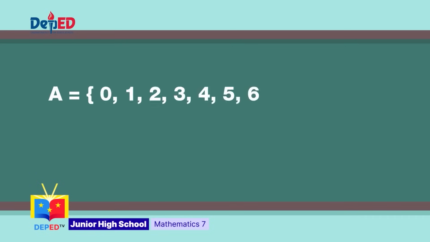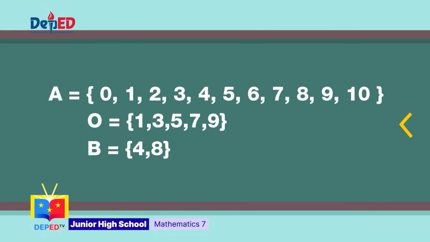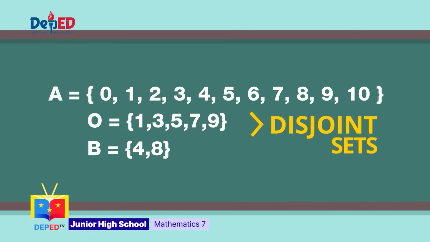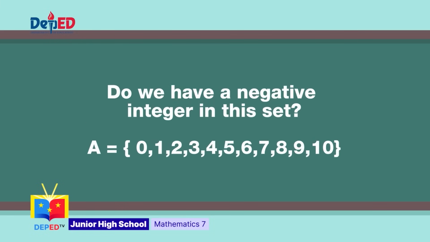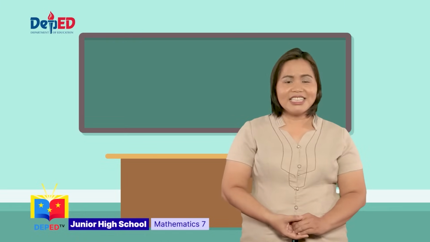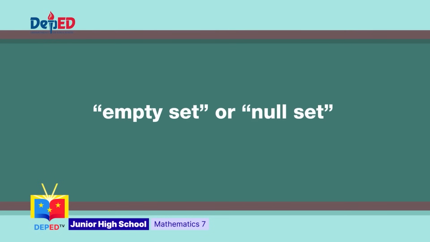Again, using the same set A, let's say we have two more sets that are subsets of set A. These are set O and set B. We see here that set O and set B are disjoint sets because they do not have elements in common. How about number 4 in the given problem? Can we draw out negative integers from our given set, set A? Okay, none. The empty set or null set is denoted by a circle slashed with a slant line in the middle.